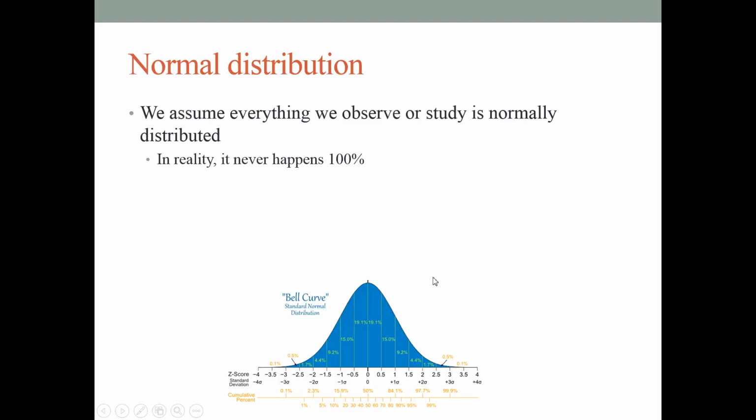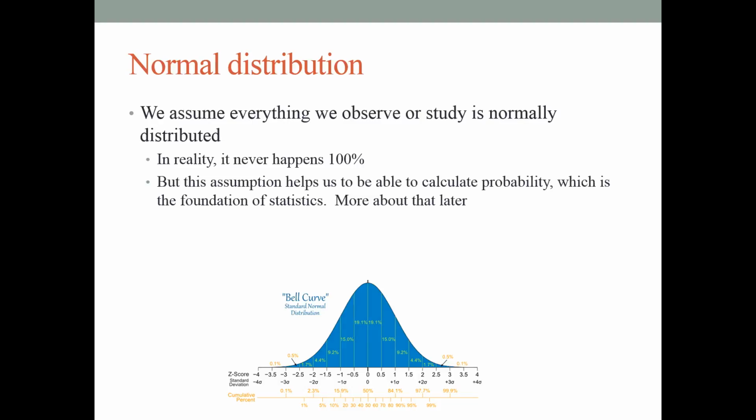Now, in reality, it never happens 100%. However, it's a very good guideline for us when we collect the data. You see, this distribution is actually a shape, like a triangle or square. And because it's a shape, we can calculate the area, the percentage, which can be translated into probability. More about that later, but this is a basic concept. Because by this assumption, we are able to calculate probability, right? That's what I say. So we'll learn how to display frequency distributions.